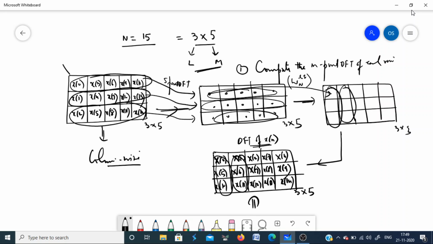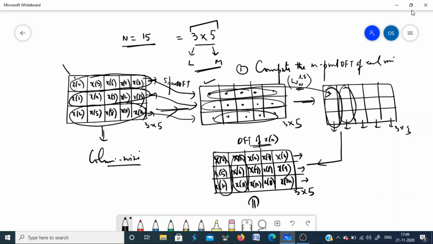This is what the FFT algorithm is: divide and rule. So you have a 15-point DFT, you decompose 15 into two factors, 3 and 5, and you store the data in a 3 cross 5 matrix in column-wise format. You find the 5-point DFT of each row and store them in a new matrix. Then you multiply each element of this matrix with a phase factor, and finally you compute the 3-point DFT of each column. The resultant matrix will be the DFT, and the data will be stored in row-wise format.